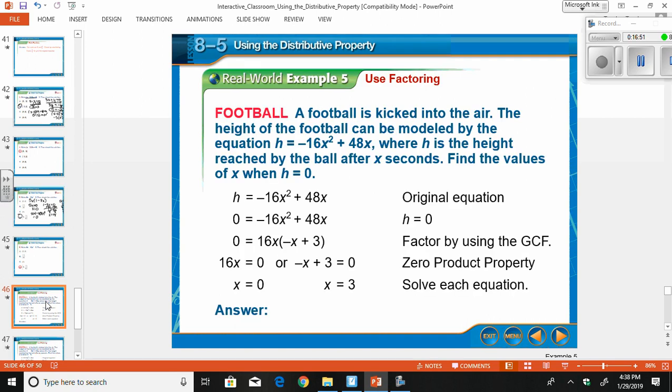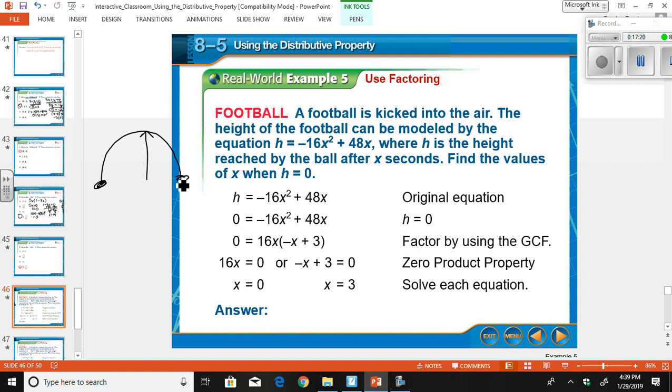A football is kicked into the air. The height of the football can be modeled by the equation h equals negative 16x squared plus 48x. So this is its arc. This is where it started, this is where it ended, and this is its highest point right here. Where h is the height reached by the ball after x seconds. Find the values of x when h is 0. So when the height is at 0. So when we start and when we end actually.